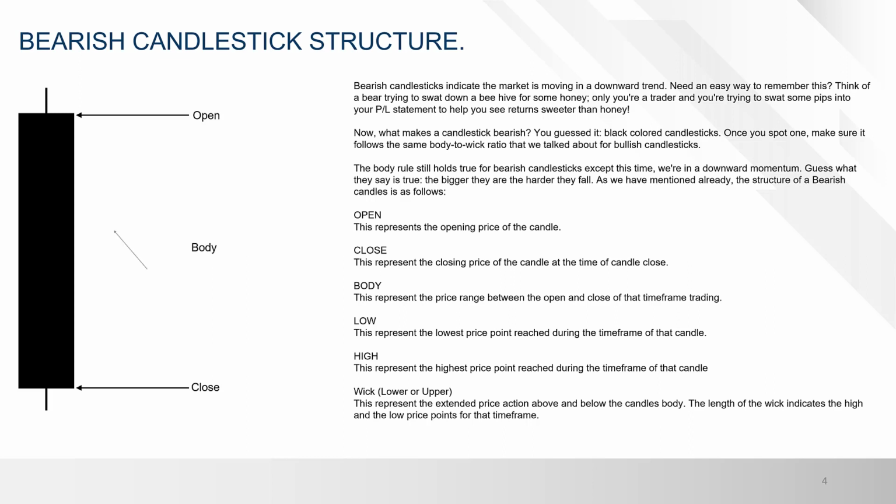Then we've got the body. The body represents the price range between the open and the close of that time frame. Then we've got the low. This represents the lowest price point reached during the time frame of the candle. I don't need to keep repeating this, guys, you already know what it is, but I'm only doing it so that it sticks in your head because this is very crucial information. Then we've got the high. This represents the highest price point reached during the time frame of that candle. And then we have the lower wick and the upper wick. These represent the extended price action above and below the candle's body. The length of the wick indicates the high and the low price points of that time frame.